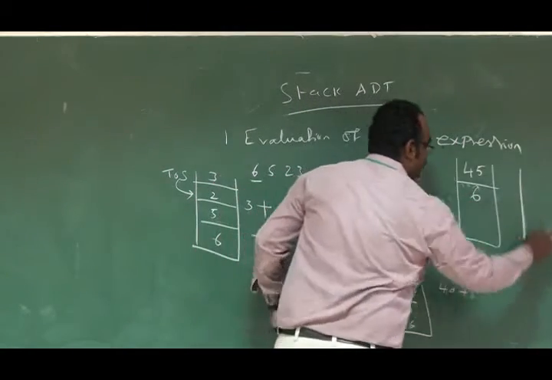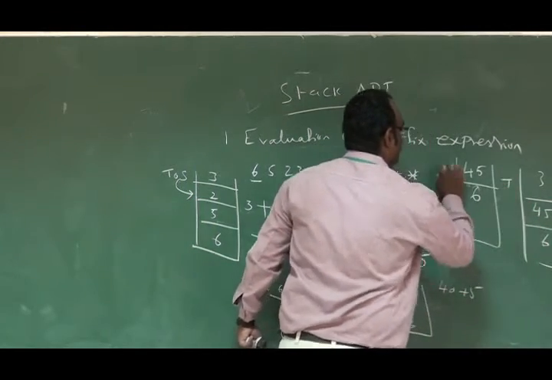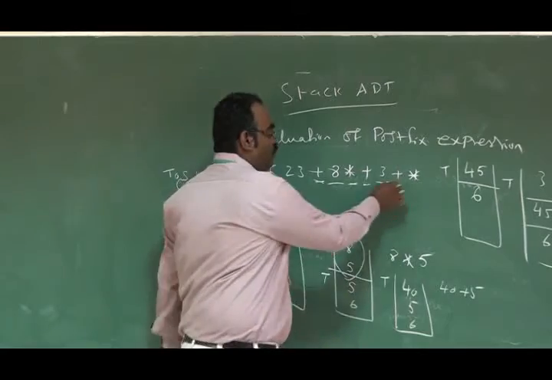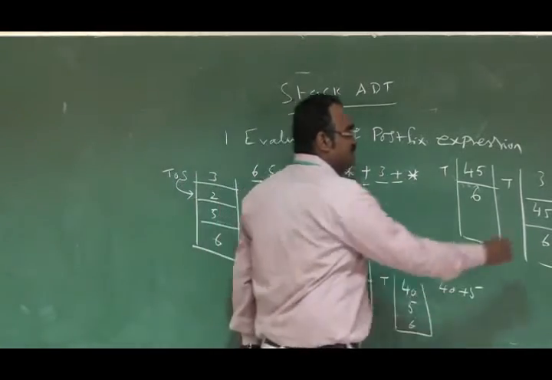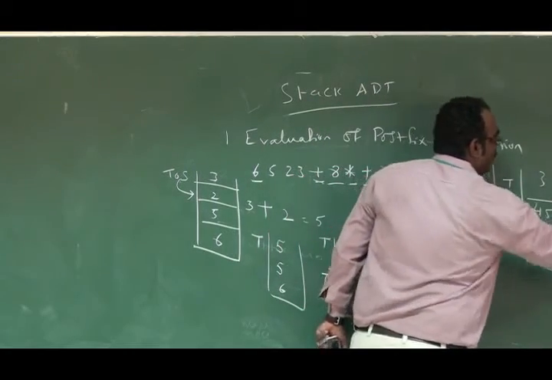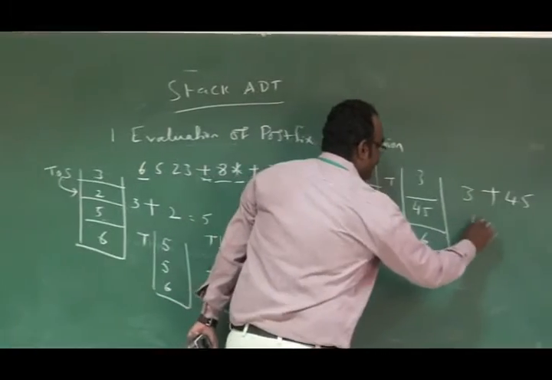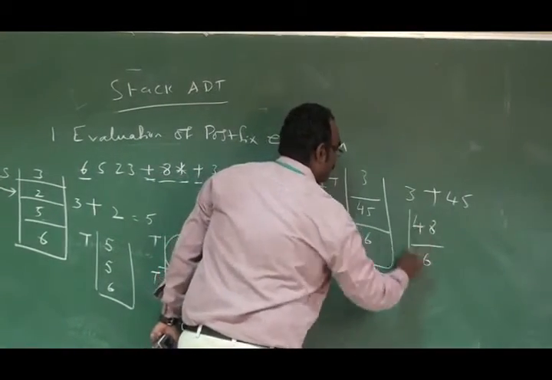So now 3, 45, then 6. So now here 6 is the top of the stack. Now we are reading the operator plus. So plus is read now. So what happens? Popping the 2 elements, 3 and 45. What is the resultant value? It's 48. So 48 again is pushed into the stack.